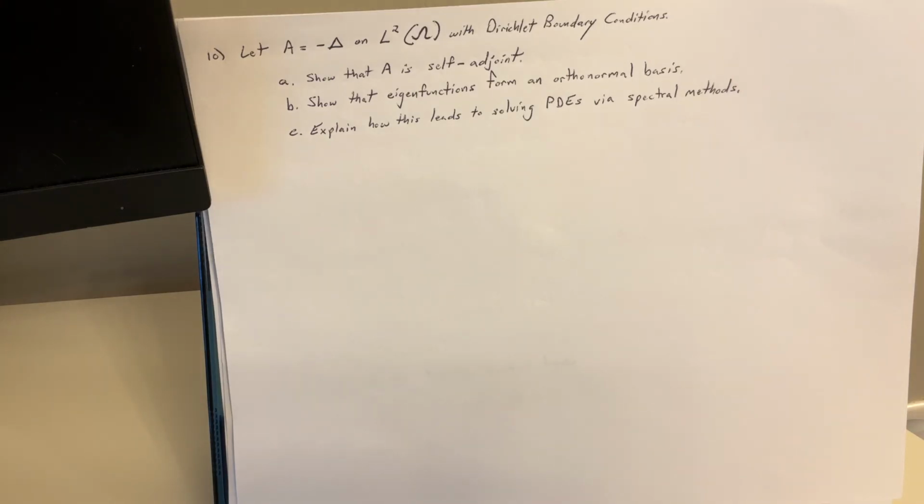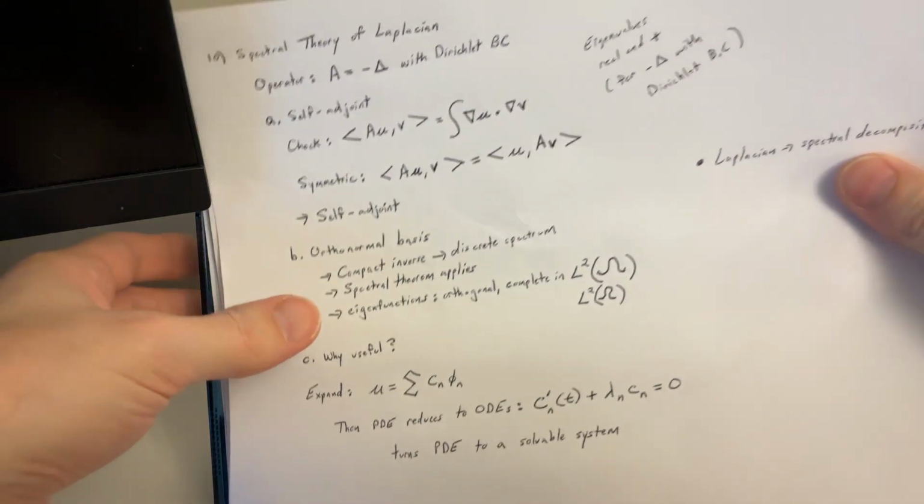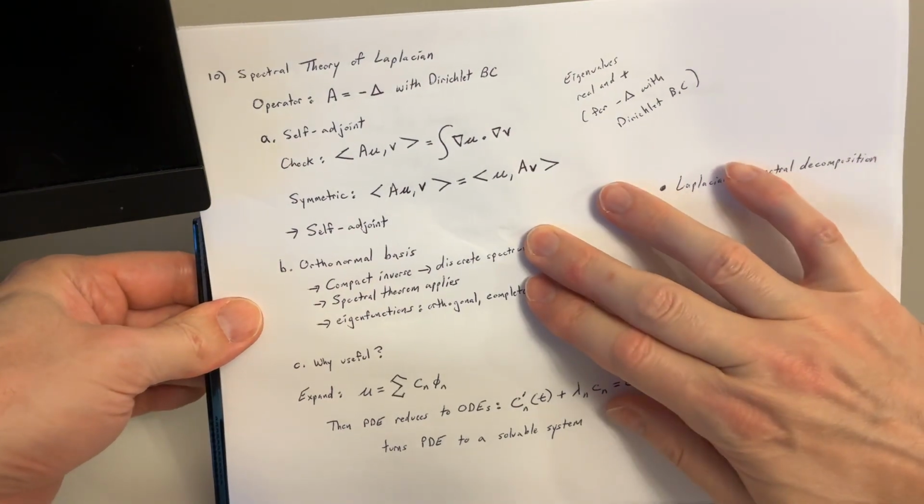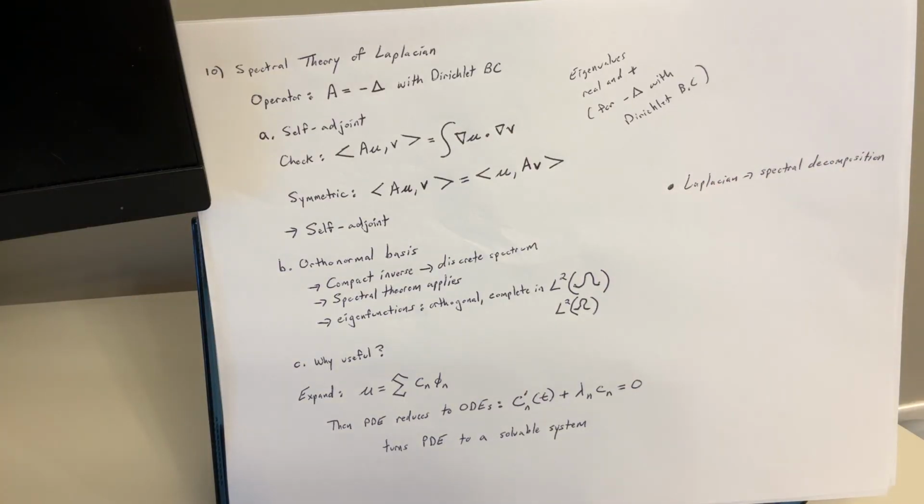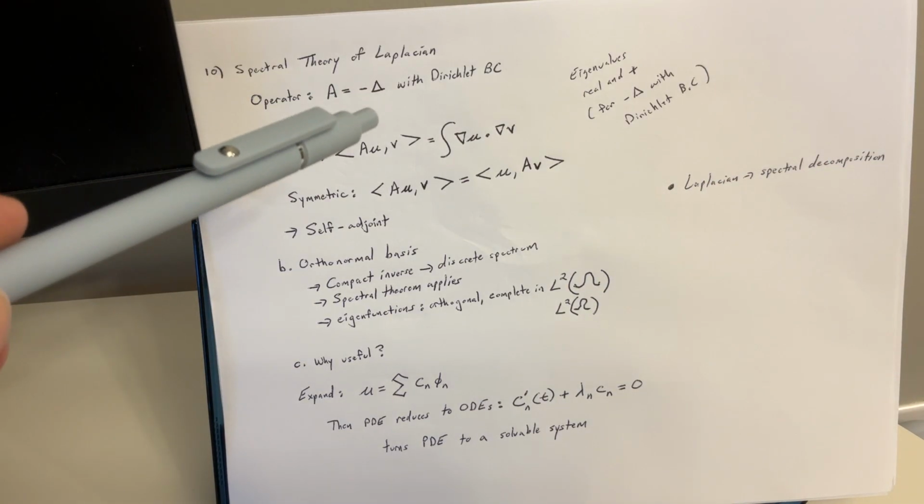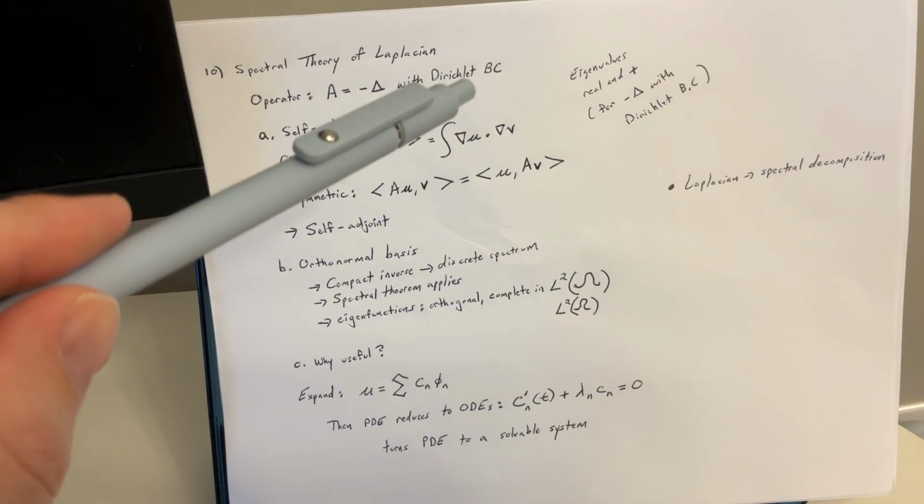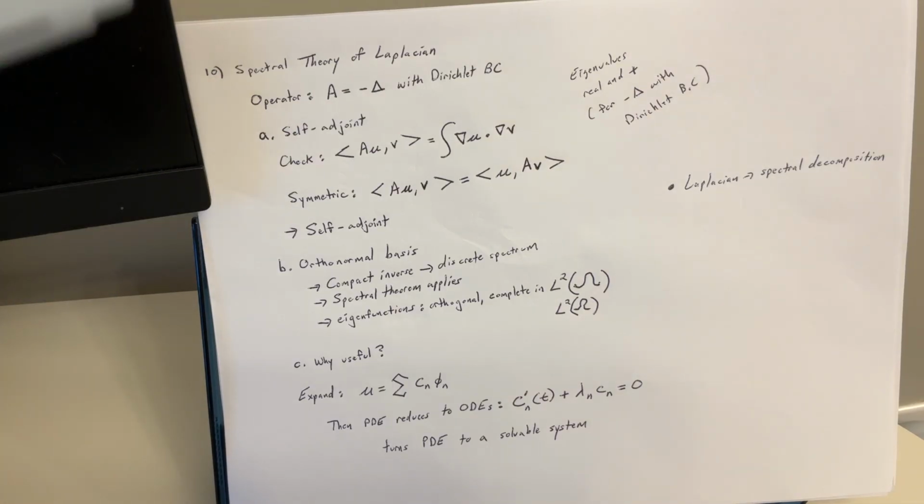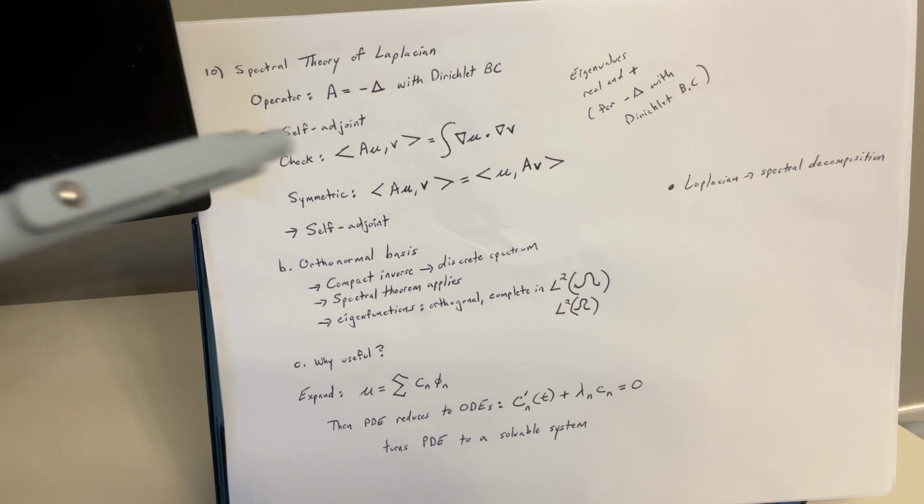For letter C, explain how this leads to solving PDEs via spectral methods. Okay, so here we go. Number 10, spectral theory of a Laplacian. The operator A equals negative Laplacian with the Dirichlet boundary conditions. That's our operator.